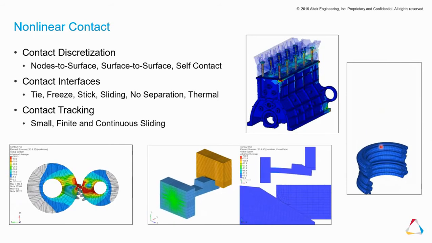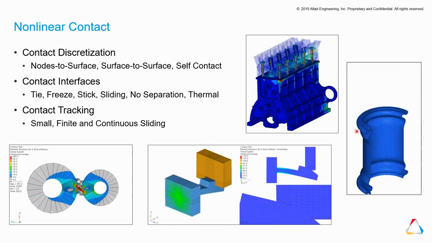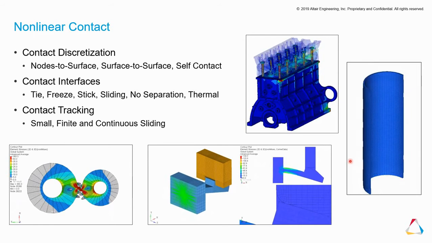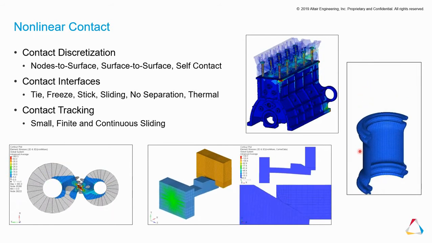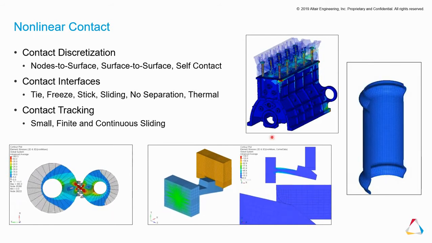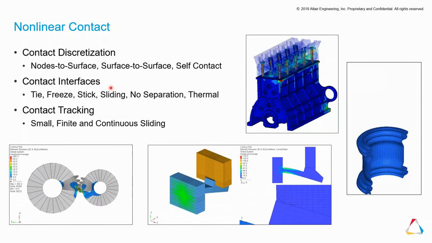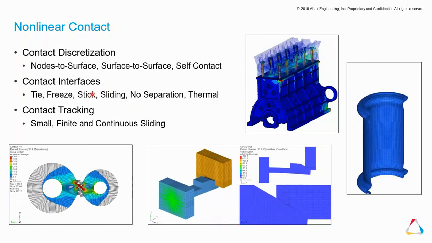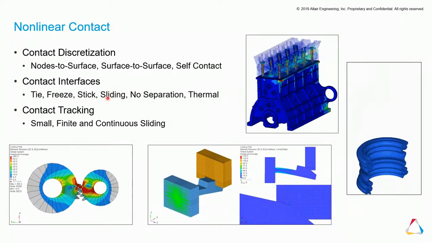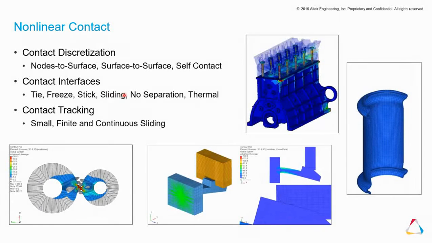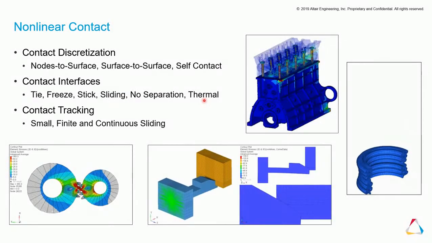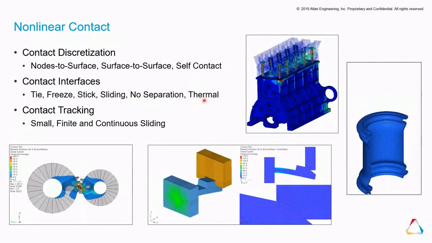And you can see that depicted through this animation on the far right-hand side, where you see this tube that's collapsing on itself. We also have various types of contact interfaces. So you have the tie contact and the freeze type of contact. You can also use sliding with friction. And the contact can also be used in a thermal analysis, in which case it behaves as a thermal contact.